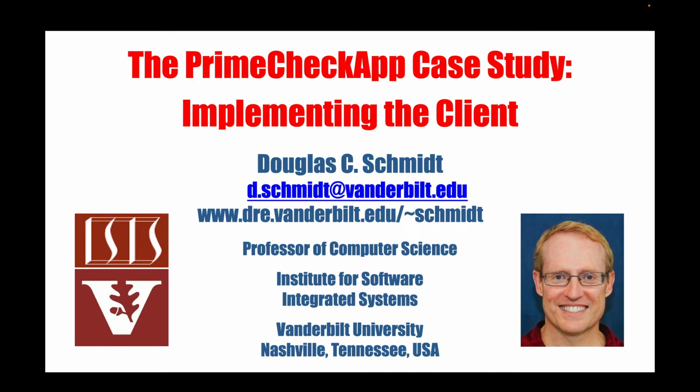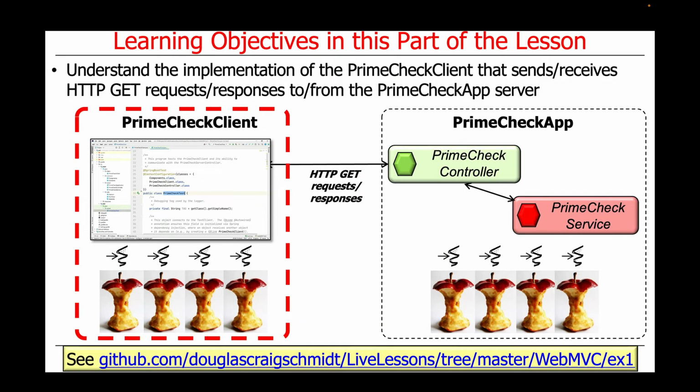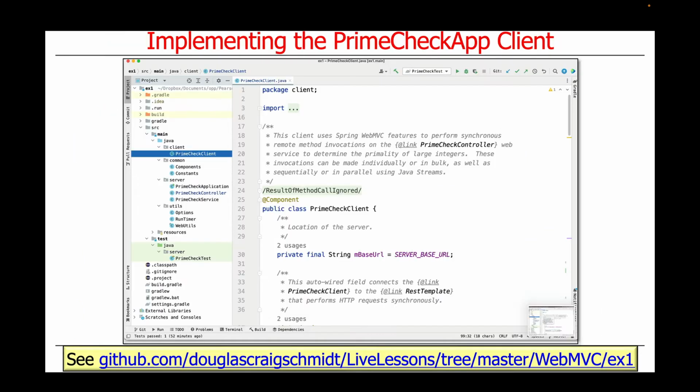Now that I've given you an overview of the structure and functionality of the PrimeCheck client, let's go ahead and take a look at its implementation. In this video, you'll understand how the PrimeCheck client is implemented to send and receive HTTP GET requests and responses both to and from the PrimeCheckApp server. As usual, you can find the implementation available here in the link at the bottom of the slide.